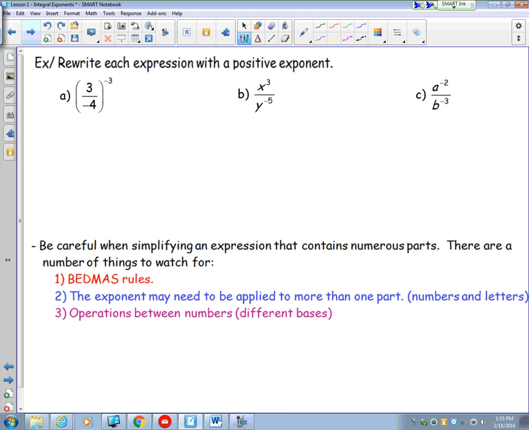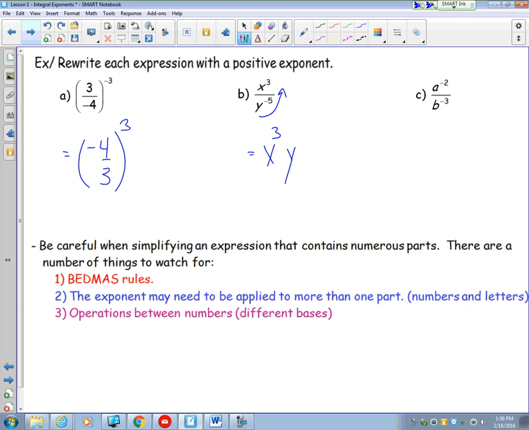Okay, let's fix these ones. Rewrite each with a positive exponent. I see a fraction with a negative, so I flip the fraction and make my exponent positive. And I look at the b. I look at the things that are, what's negative? Well, the x is fine. It's a positive exponent. The y is a problem. It should go to the top.